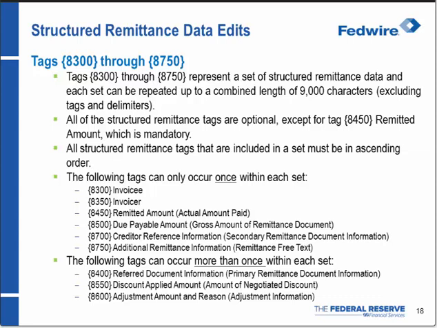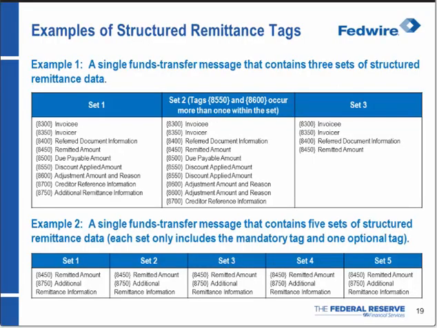And if you turn to slide 19, it's probably easier to understand by referring to an example. On slide 19, we have two examples here. In the first example, we're showing a single funds transfer message that contains 3 sets of structured remittance data. If you look at the table, each column represents a set of remittance data. And if you look across, you'll see that there's a common field within each set, and that field is the 8450, the remitted amount. Because again, as I mentioned earlier, the remitted amount is mandatory in every set. So at a minimum, you have to have the remitted amount for each set.